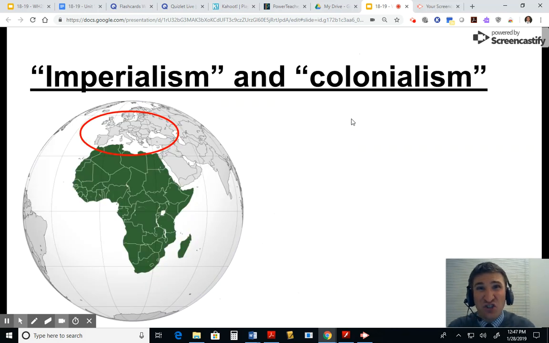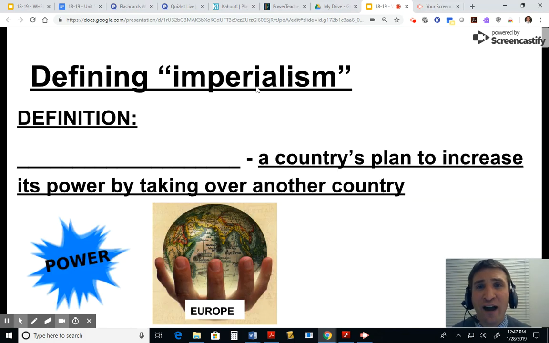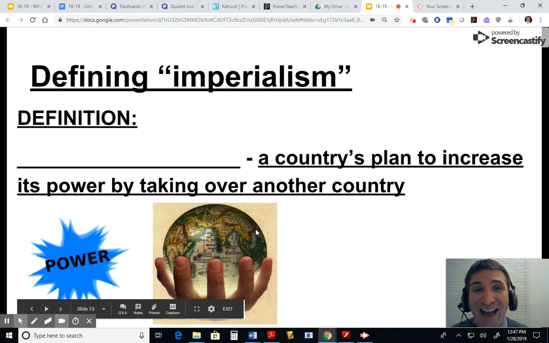And a part of the history of Africa that we need to talk about is the history of imperialism and colonialism that Europe imposed on Africa. Let's talk about it. First, let's define this I word, imperialism. It's a country's plan to increase its power by taking over another country, and Europe did that in Africa.